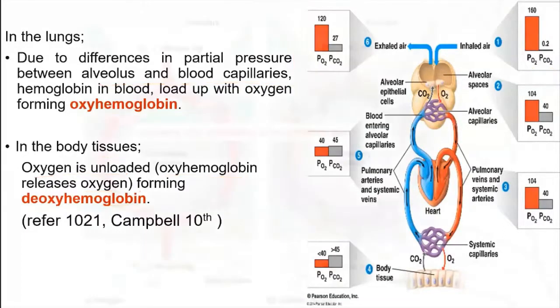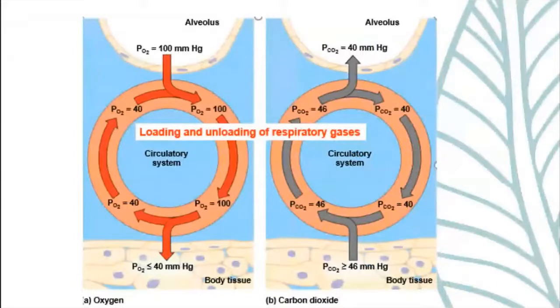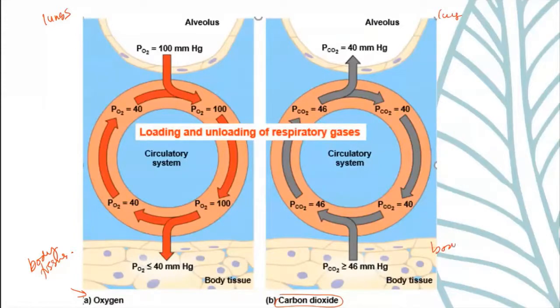Okay, so the same goes for this diagram. It shows you the transportation of oxygen and also carbon dioxide. Here it shows you what happens in the lungs, and this is in your body tissues. The same: lungs and also body tissues.